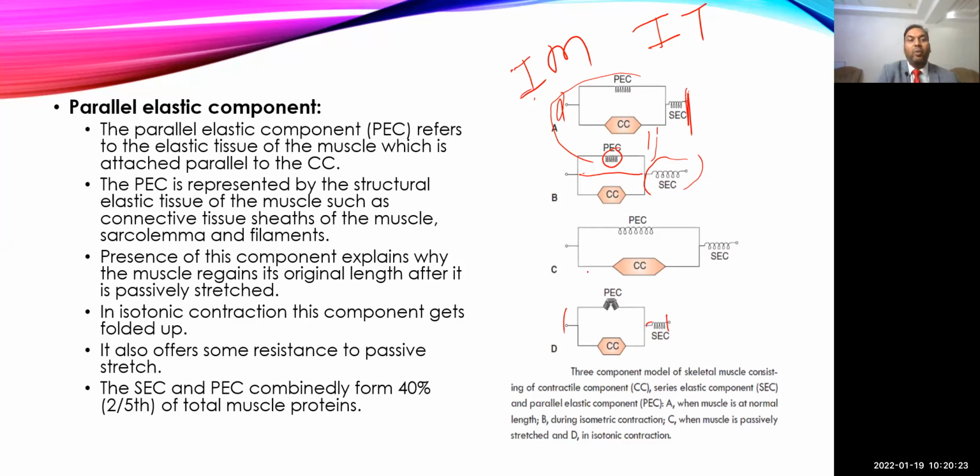And C is the example of passive stretching, when we stretch the muscle passively. For example, after exercise you do stretching, something like this, on these muscles. This passive stretching will stretch your muscles, and that will cause stretching of both the parallel elastic and series elastic components, and they will bring the muscle back to its original position. If the series elastic and parallel elastic components were not there, then once you stretch the muscle, it would be completely lengthened. It will not come back to its original position. That doesn't happen because of the presence of both series elastic and parallel elastic components.